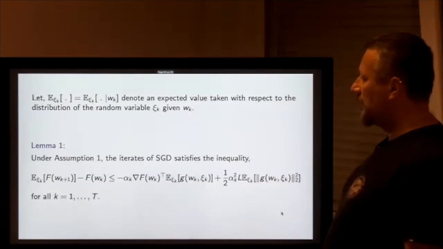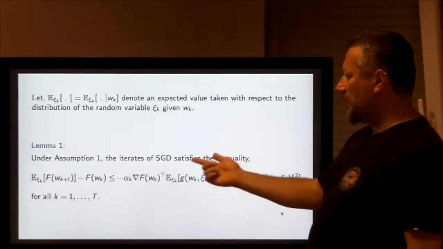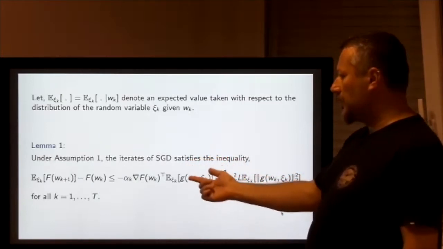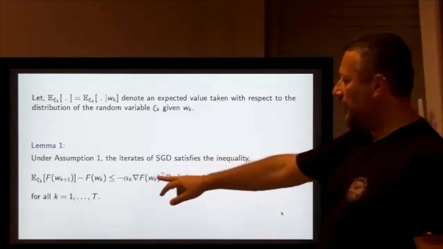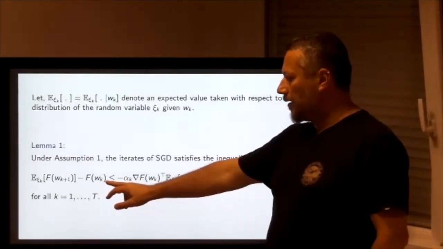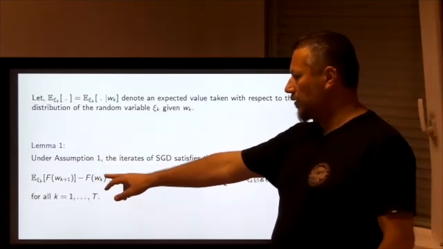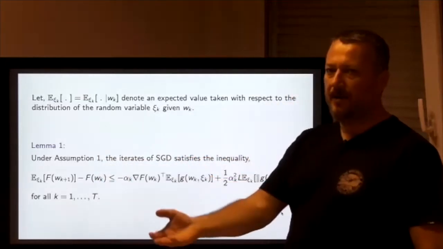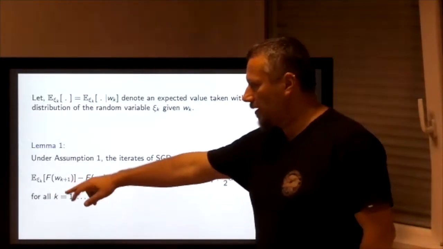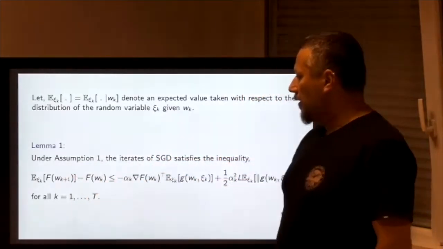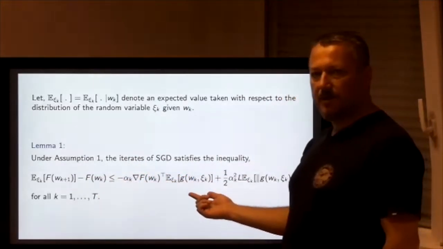Our first result was this lemma. If we assume Lipschitz continuity, then any iterate of the stochastic gradient descent satisfies this inequality. So we start at ω_k, we calculate the function at ω_k, and then we wonder what is the expected value of the function f at the new point ω_{k+1}, which we calculate by a step of the stochastic gradient descent. What is the difference with the previous point? And actually it is bounded above by this expression.